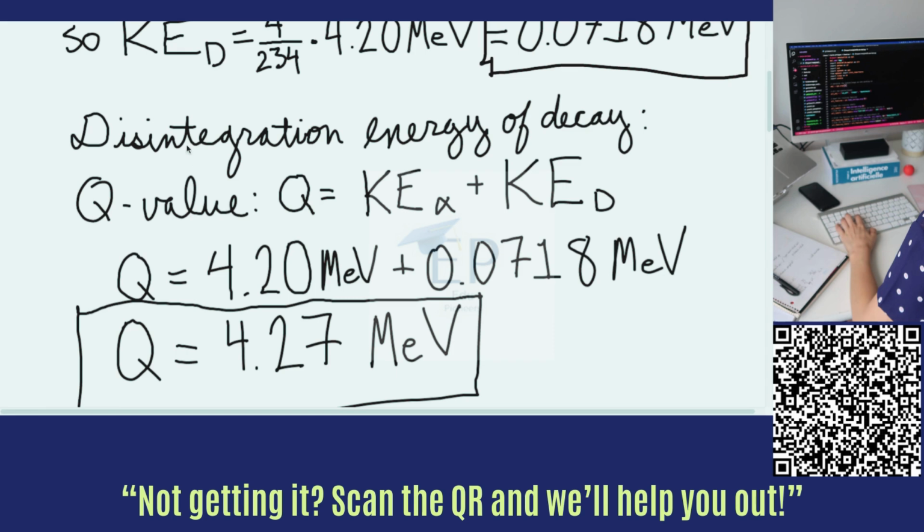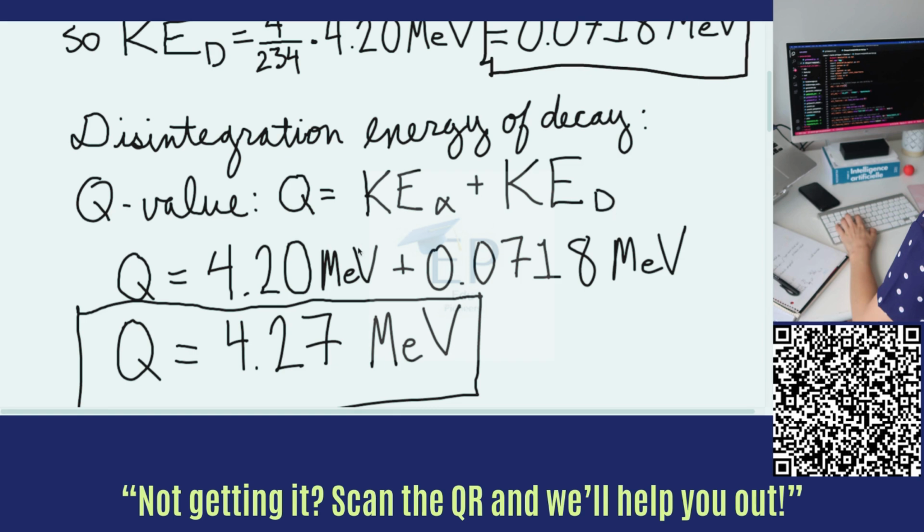From there, we can find the disintegration energy of decay, or the Q value, that is another name for it. And that is just the sum of the kinetic energies of the decay products of the decay. And we have the kinetic energy of the alpha particle, that's a given. And we just calculated the kinetic energy of the daughter nucleus.